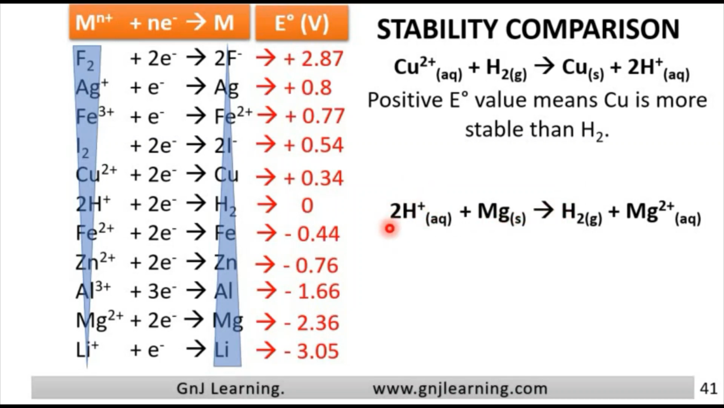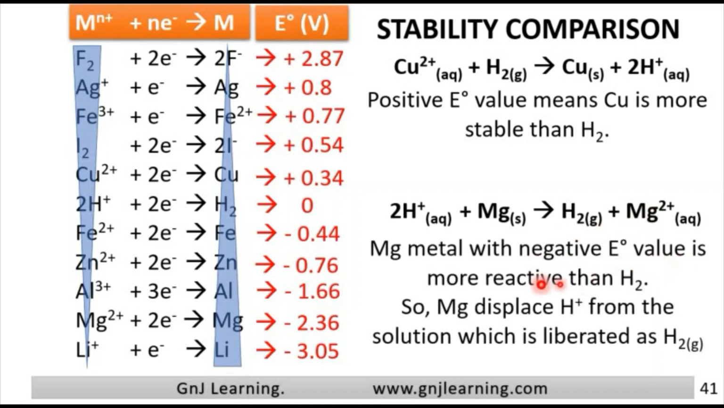H+ was actually in the solution before the reaction, and when you add Mg into it, Mg replaces H+ in the solution. So Mg will go into the solution and H+ will come out of the solution as hydrogen gas. So metals dissolving in an acid, H+ meaning an acid, in a hydrogen half cell, will replace hydrogen, which can be seen when hydrogen gas is evolved from the reaction. Mg being more reactive than H2 will displace H+ from its solution, and Mg will go into the solution. So Mg metal with a negative E0 value is more reactive than H2. Comparing between these two, the one with the higher E0 value will be stable, that is H2. So Mg displaces H+ from the solution, which is liberated as H2 gas.